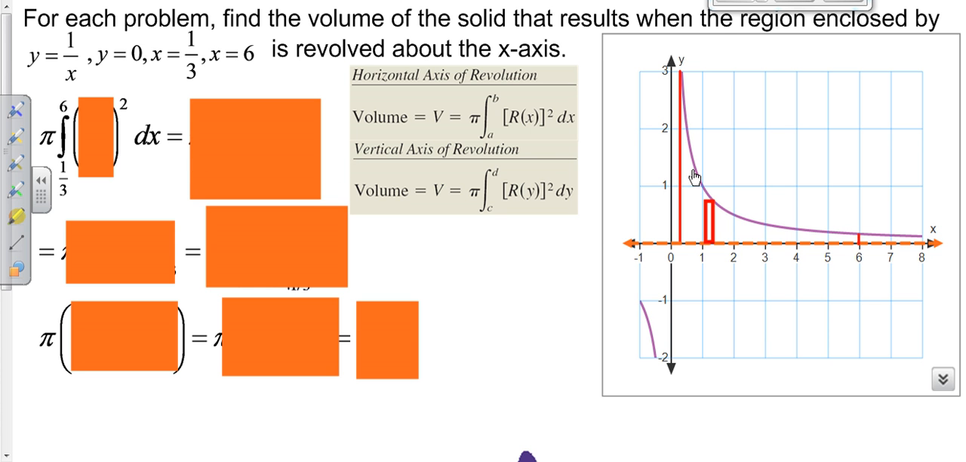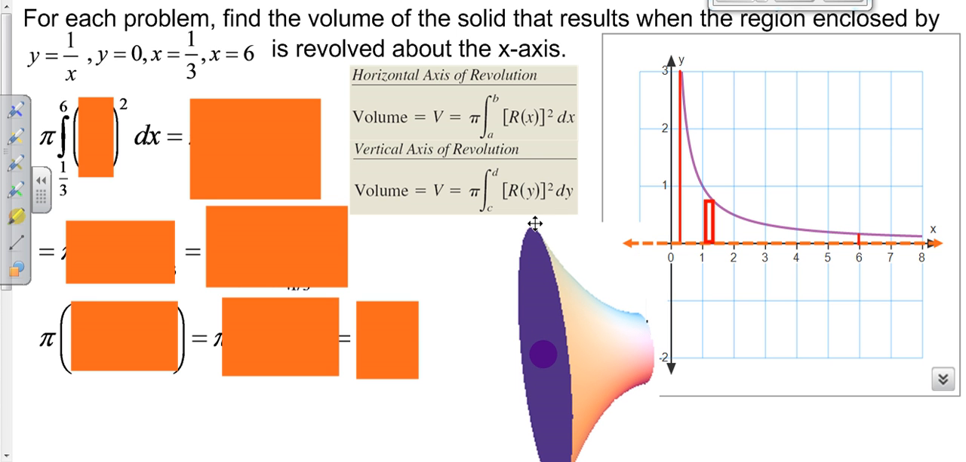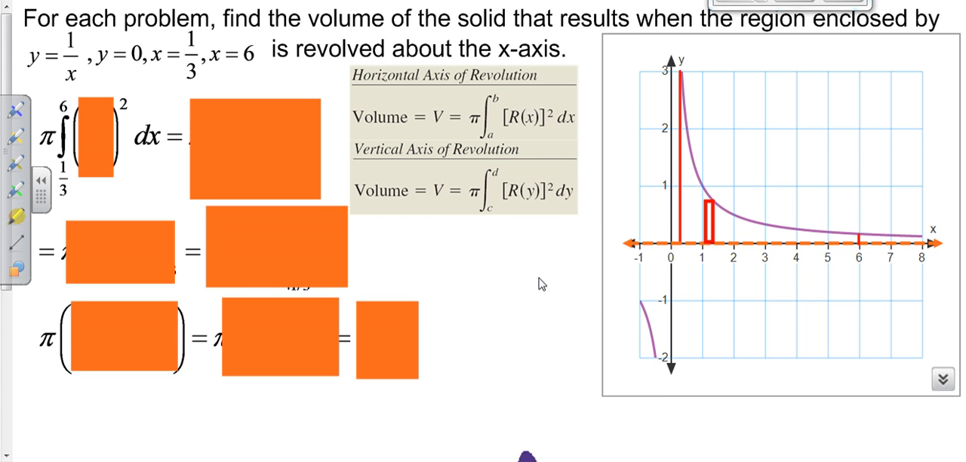We need to go ahead and take this area right here and revolve it around the x-axis. Now, that's going to look similar to this shape right here, where it's revolved around the x-axis. The x-axis would be going right through the center here. Now, our radius is going to go from what's on top down to our axis of revolution. In this case, that's on the bottom.